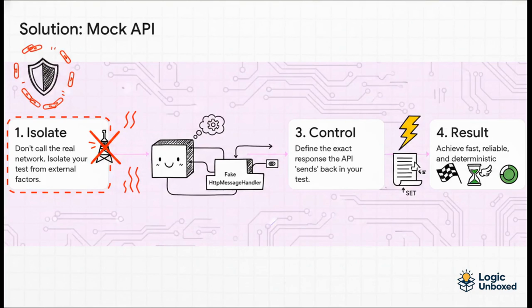So the professional solution is to completely isolate your code from the network. You mock the HTTP client by giving it a fake HTTP handler. This gives you total control. You can literally tell your test, hey, when the code asks for weather data, I want you to pretend the API sent back this exact JSON response. And what's the result? Your tests are lightning fast, they are 100% reliable, and they always produce the same outcome.